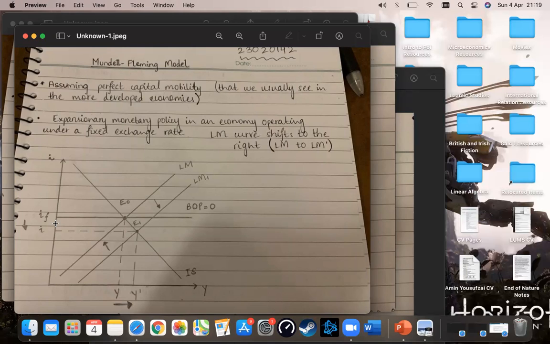But since the economy is operating under a fixed exchange rate system, the central bank will decrease domestic money supply artificially, thereby moving the LM curve back to its original position, which in the end will keep the equilibrium point at E naught, leaving the output level Y unchanged. Since the output level does not increase, this policy will be rendered ineffective.